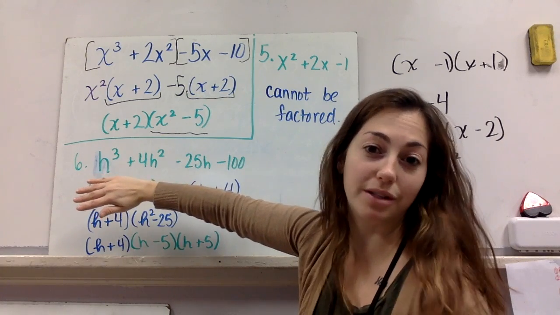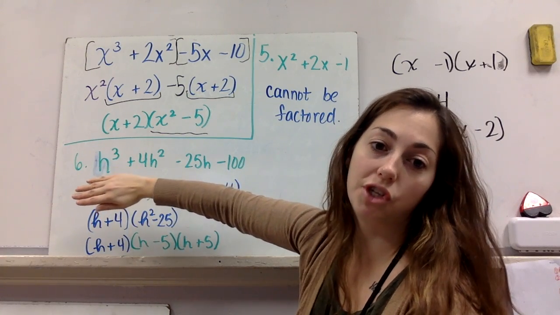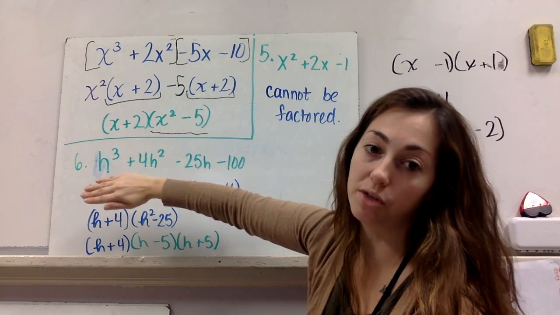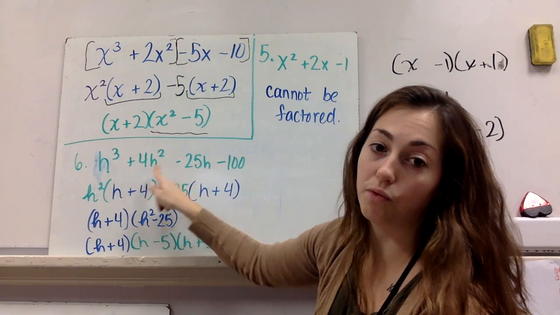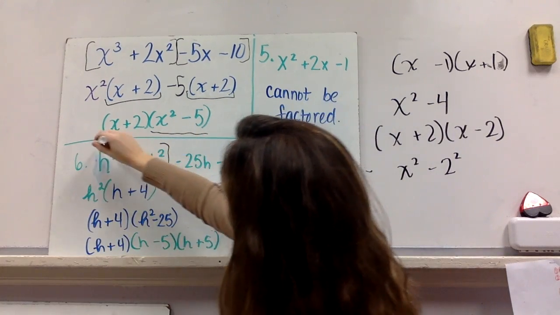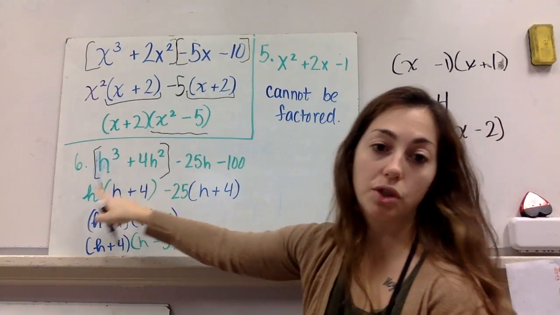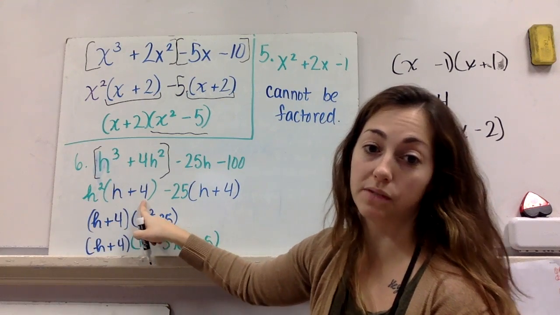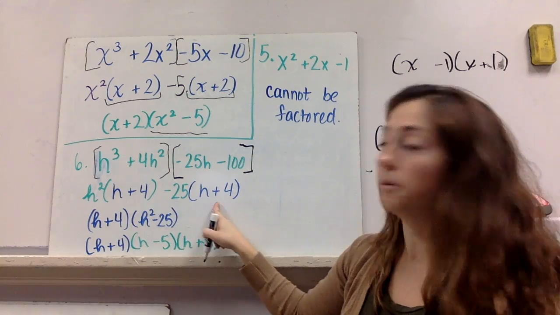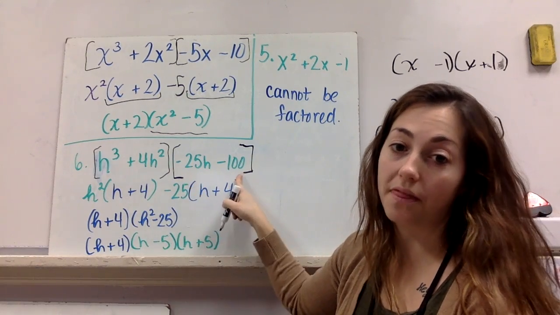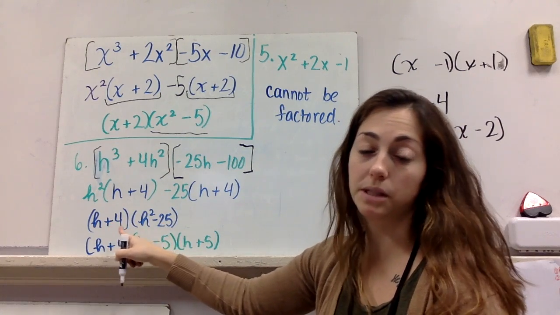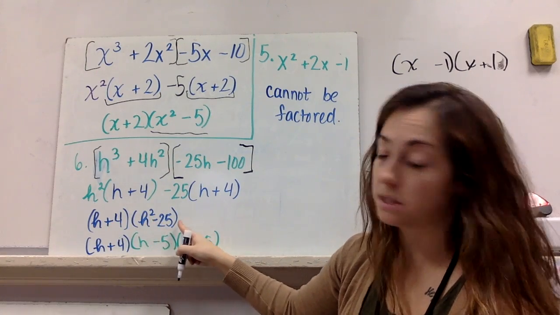Number 6, last and hardest one here. We've got h, I use a different variable, change it up. H cubed plus 4h squared minus 25h minus 100. So again, it's in standard form, so we're good. I'm going to work with my first two terms. I'm going to pull out an h squared. What's left is h plus 4. Then my next two terms, I also want to pull out an h plus 4. The way to get that is to pull out my negative 25. Now I've got h plus 4 times the quantity h squared minus 25.